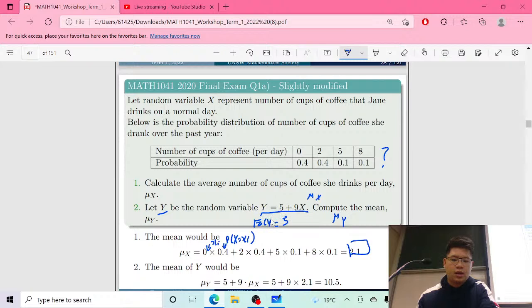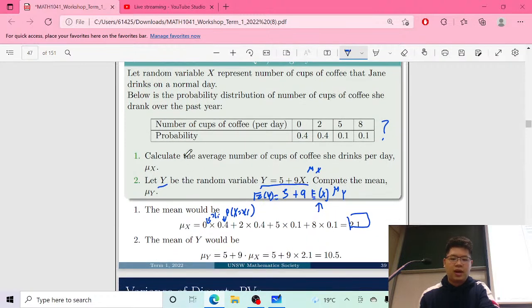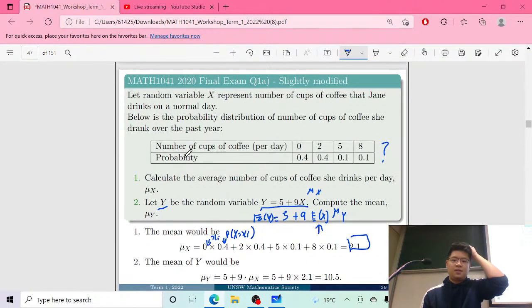expected value of y. It's going to be 5 plus 9 times expected value of x, based on the formula that we had. So if you already computed mu x is 2.1, you just have to plug in 2.1 here. And you can see how it goes over here. Mu y equals 5 plus 9 times mu x equals 5 plus 9 times 2.1 equals 10.5. So that's the very useful part of having the rules of expectations.